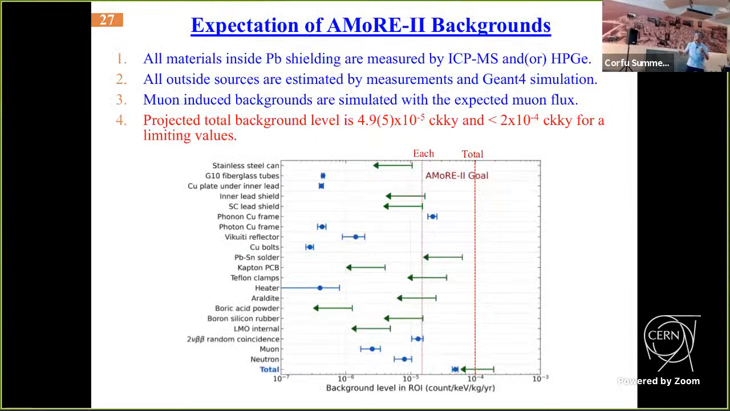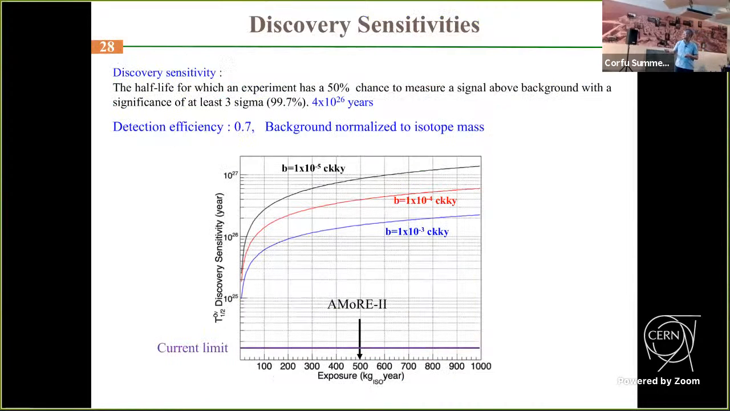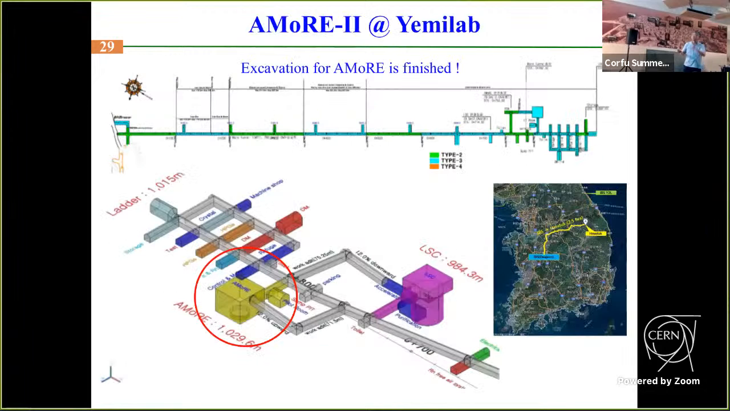And as I said, the background is most important. This is the background we expect from all the measurements and simulations. It's about 2 times 10 to the minus 4 counts per keV per kilogram per year, the kind of unit we are using for this. This is the goal, and this is what we measured up to now. This is the discovery sensitivity with that background. With 5 years of running AMoRE-II, we will have 4 times 10 to the 26 years at 3 sigma confidence level. So that was the one I showed for the near future.